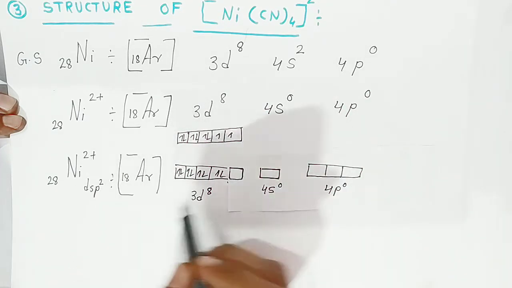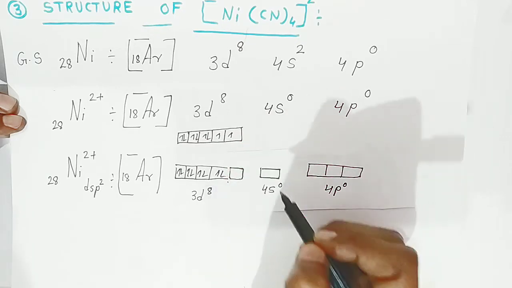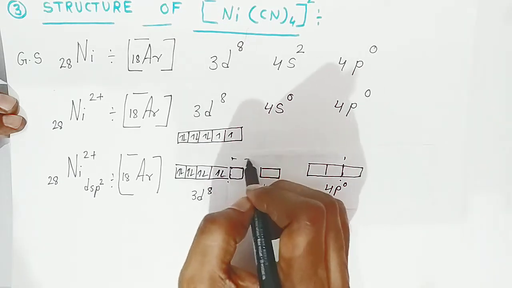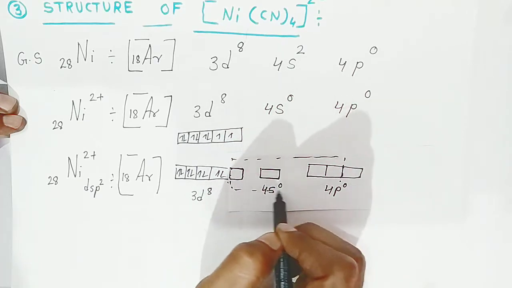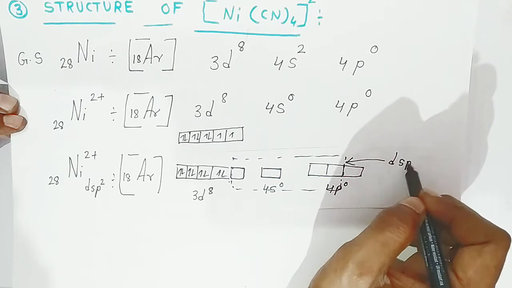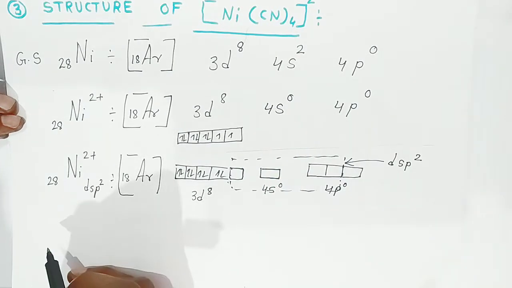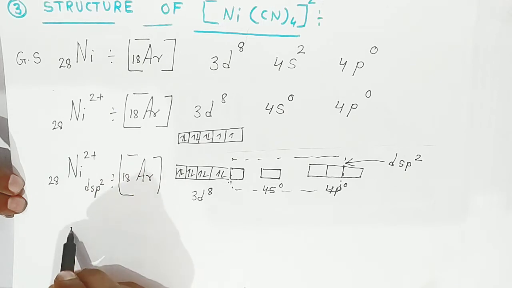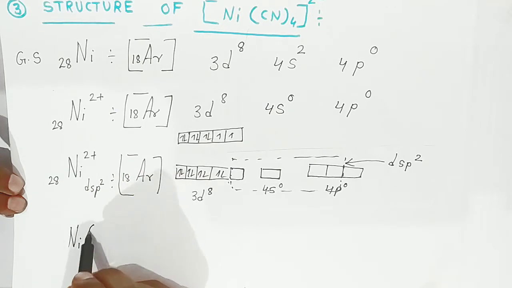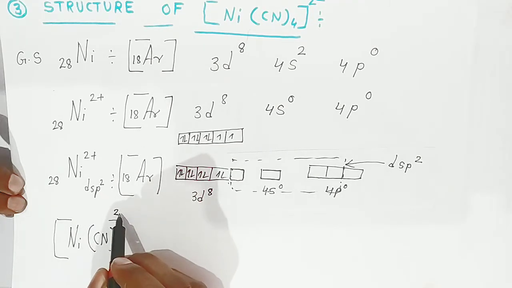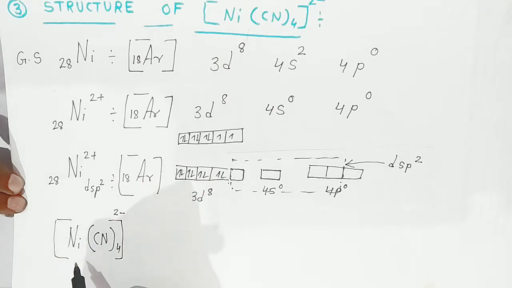Now what happens students? 1 d orbital of 3d, 1 s orbital and 2 p orbitals will go to dsp2 hybridisation. 1 orbital will remain as it is. Now what happens students when the cyanide approaches nickel 2 plus? It will form the compound nickel tetracyanide 2 minus.